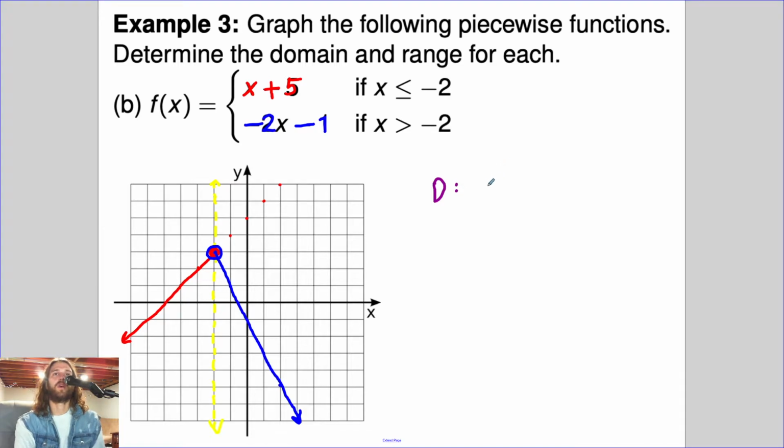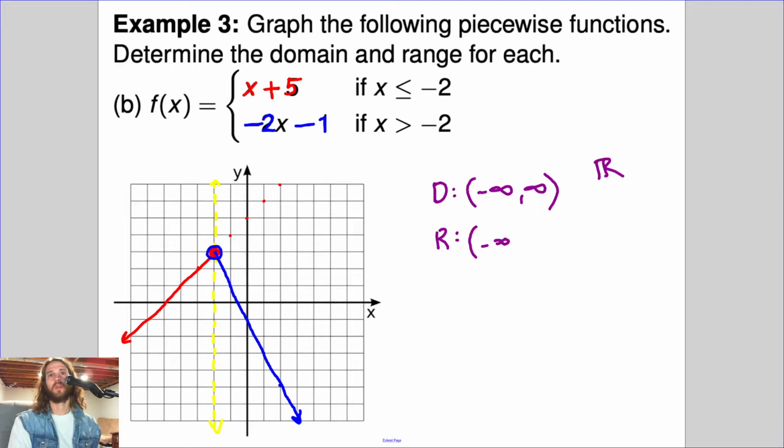Domain, lowest possible x value. There isn't one. -infinity up to infinity, or all real numbers in blackboard bold. Range, lowest possible y value is -infinity, and the highest possible y value is... sweet, and that's included because it's filled in. Yay! And there was much rejoicing.